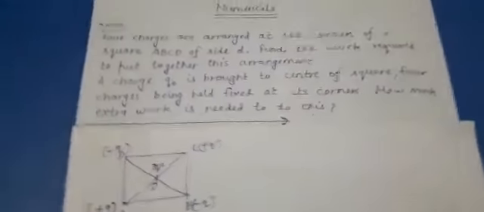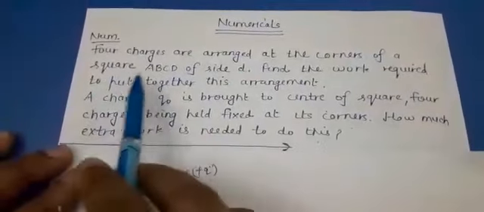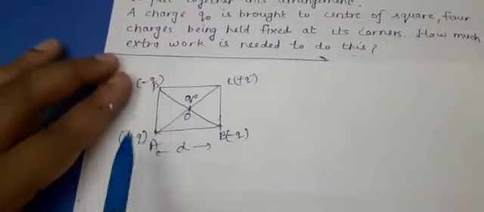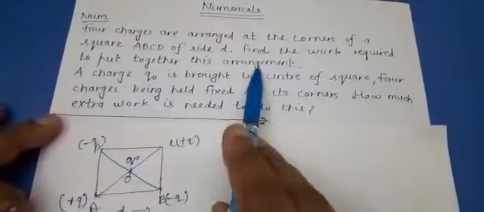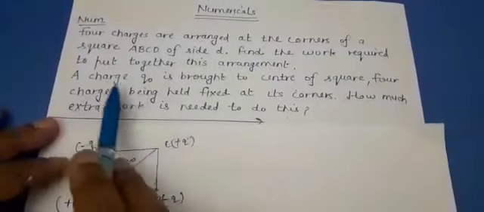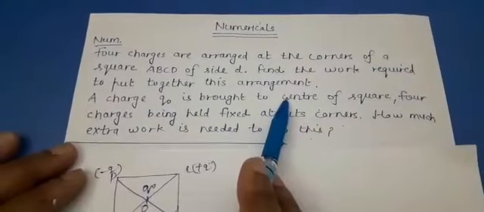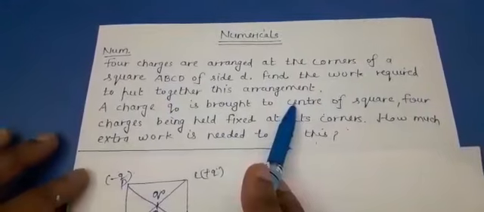Now next numerical: 4 charges are arranged at the corners of a square ABCD of side D. Charges given here. Find the work required to put together this arrangement. What is the work required? What is the energy required to put together all the charges at these vertices of a square?